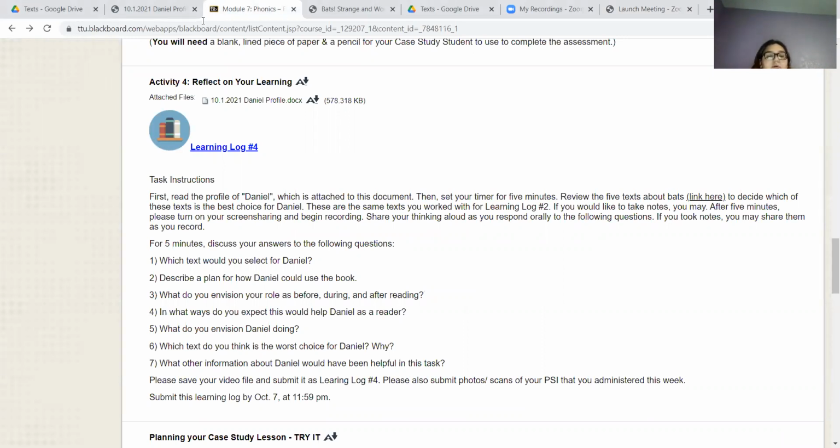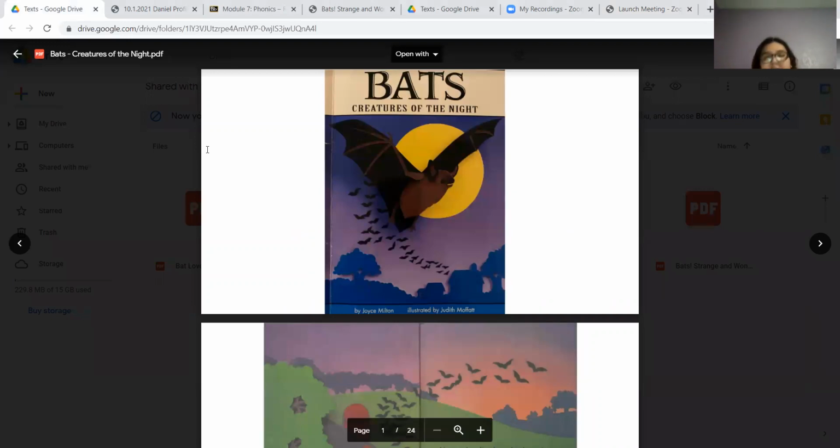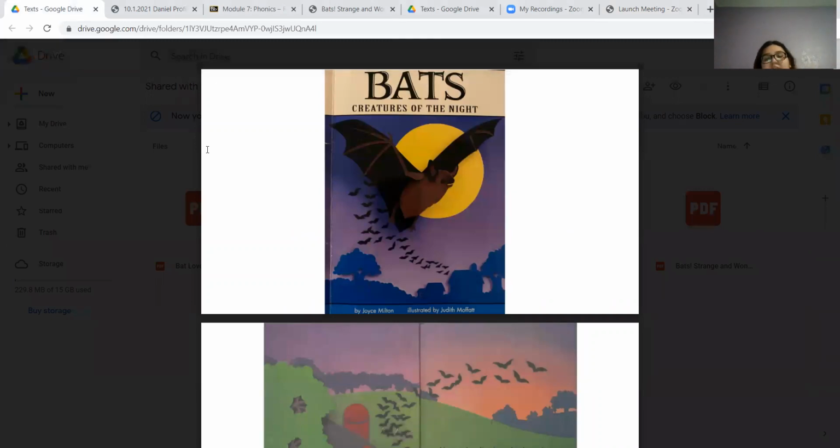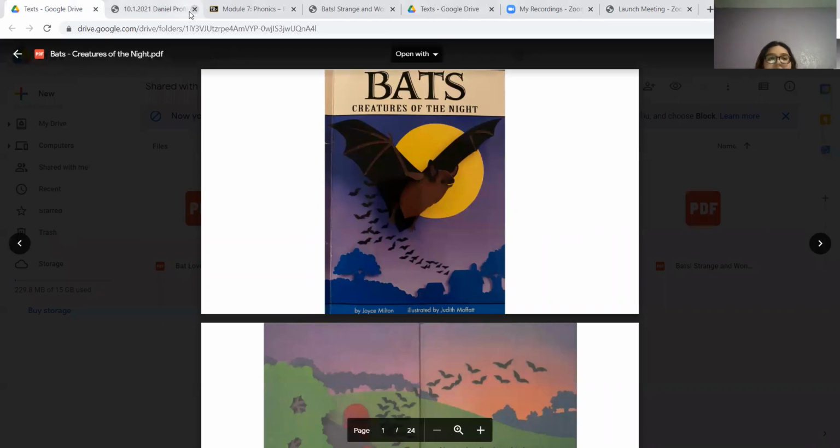Okay. Which text would I pick for Daniel? It would probably be, I have it over here, I hope it's still open. Bats, Creatures of the Night by Joyce Moulton.